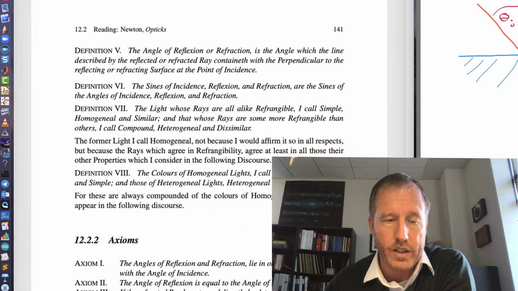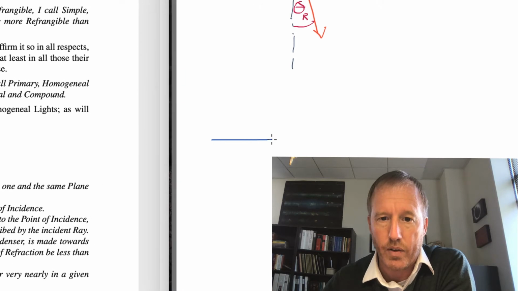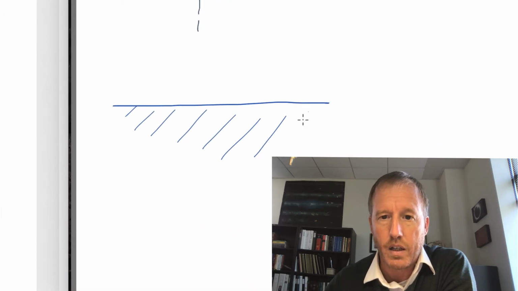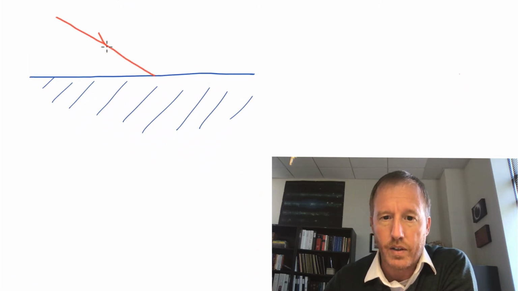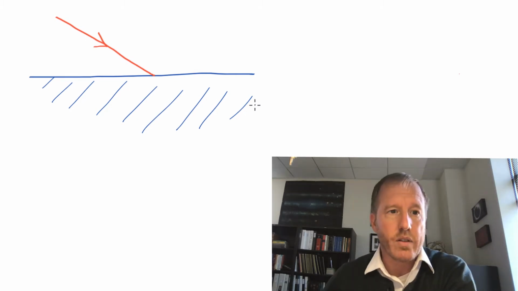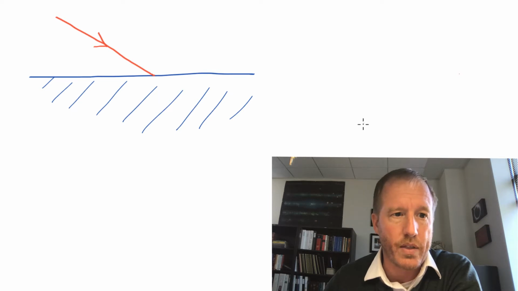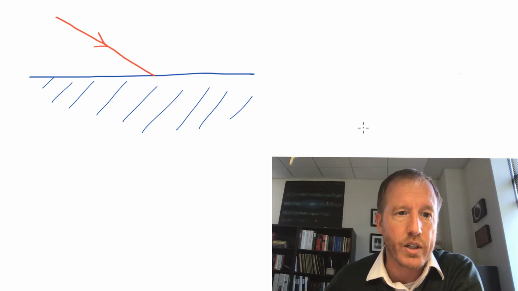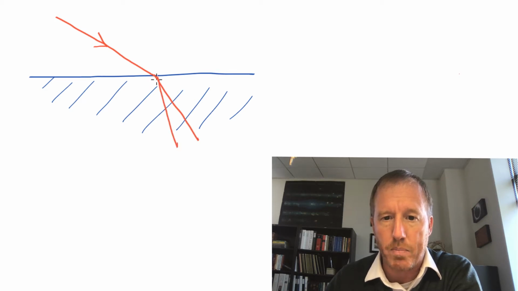He says if you have light that is striking a surface, let me use blue to stay consistent. If you have a surface like this, once again, and you have a ray of light that is striking this surface in this direction, he says in some cases you can have it comprised of light that bends all by the same amount, or you can have it comprised of light that bends by different amounts. So let's suppose that this is a compound or heterogeneal or dissimilar ray. In that case, this incoming light is really comprised of several rays of light that each bend by a different amount.